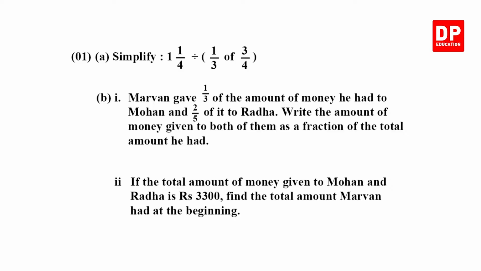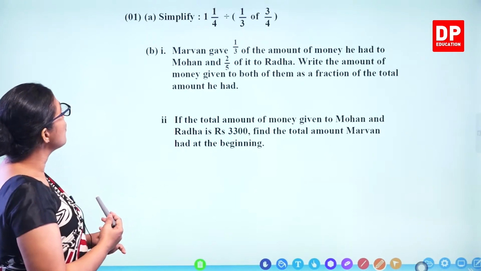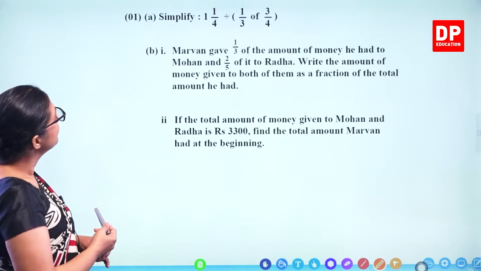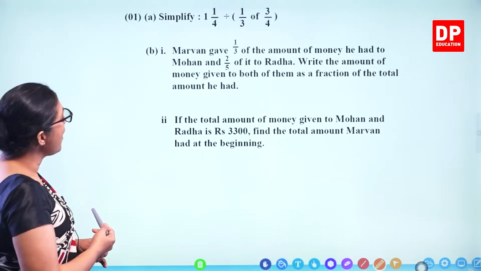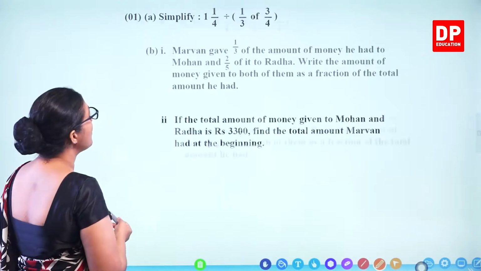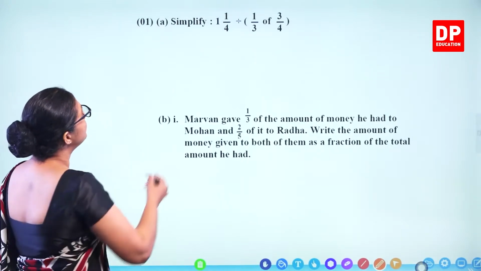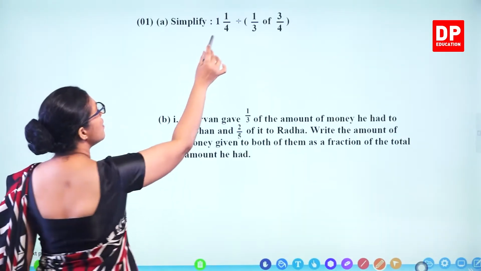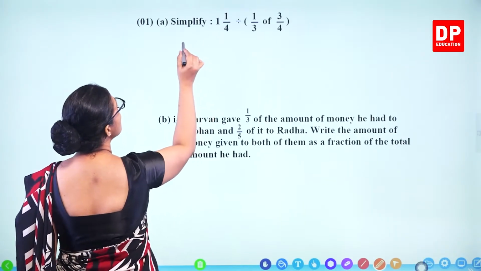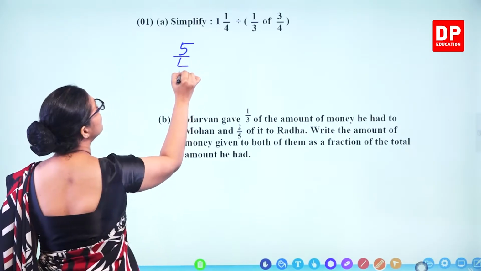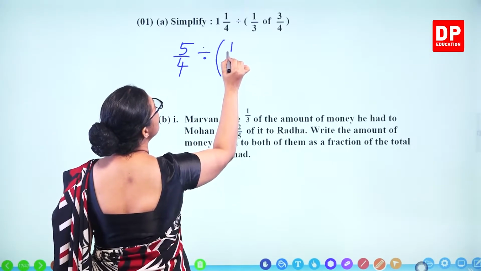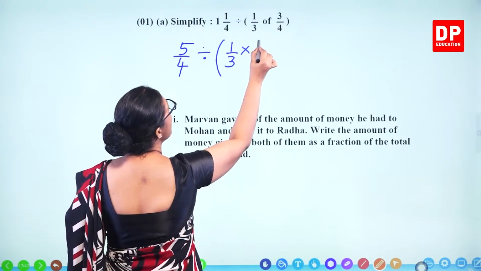In the first paper here, you have to do another 2 questions, long questions. So question number 1, simplify. And then fraction comes. So we'll do separately. Simplify. It's easy to first convert to improper fractions. 4 times 1, 4. 4 plus 1, 5 over 4. Divide by 1/3 of. Of means multiply.